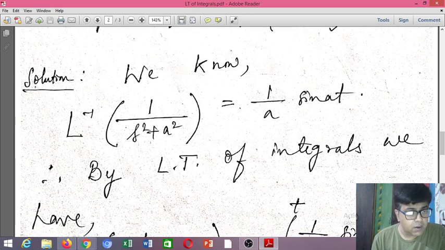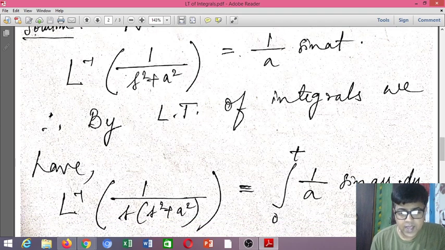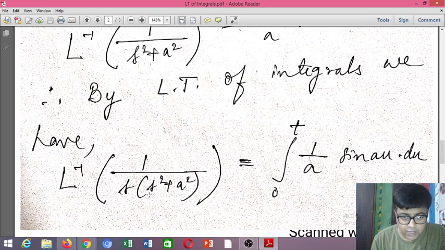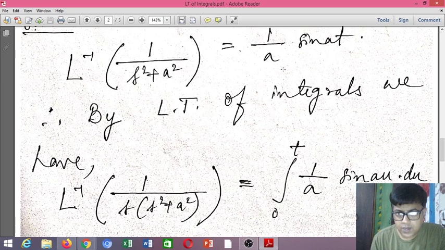Now if we apply the Laplace transform of integral property here, I'm just dividing f bar s by s, not by s cube. We'll do one at a time. If you divide by s, I want to find L inverse of 1 by s into s square plus a square. That can be obtained because I have already found L inverse of 1 by s square plus a square, the standard form. So I integrate 1 by a sin a u with respect to u from 0 to t.